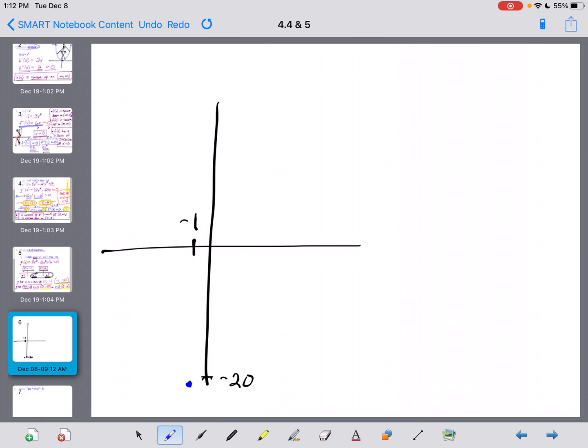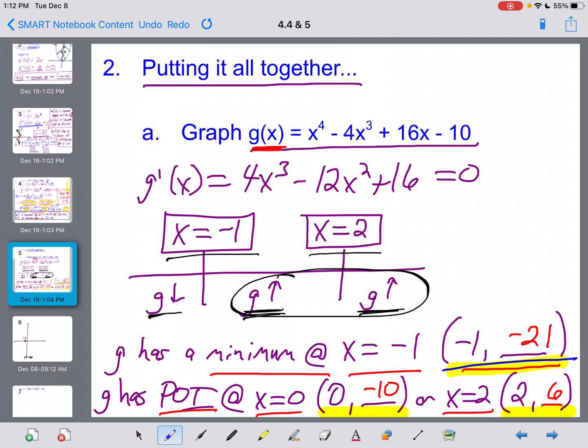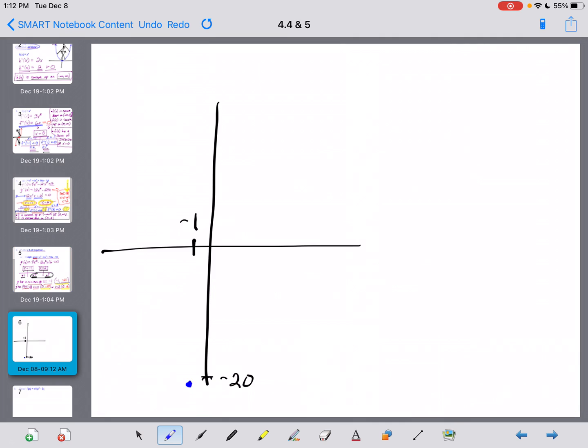So that's our minimum. And then we had points of inflection at 0, -10, and 2, 6. So 0, -10 would be right about there, gotcha. And then 2, that would be 1, that would be 2. And just trying to get my spacing consistent, I'm thinking that 6 would be somewhere right about there. So 0, -10 was a point of inflection, as was 2, 6. Now we've got 3 points right there.